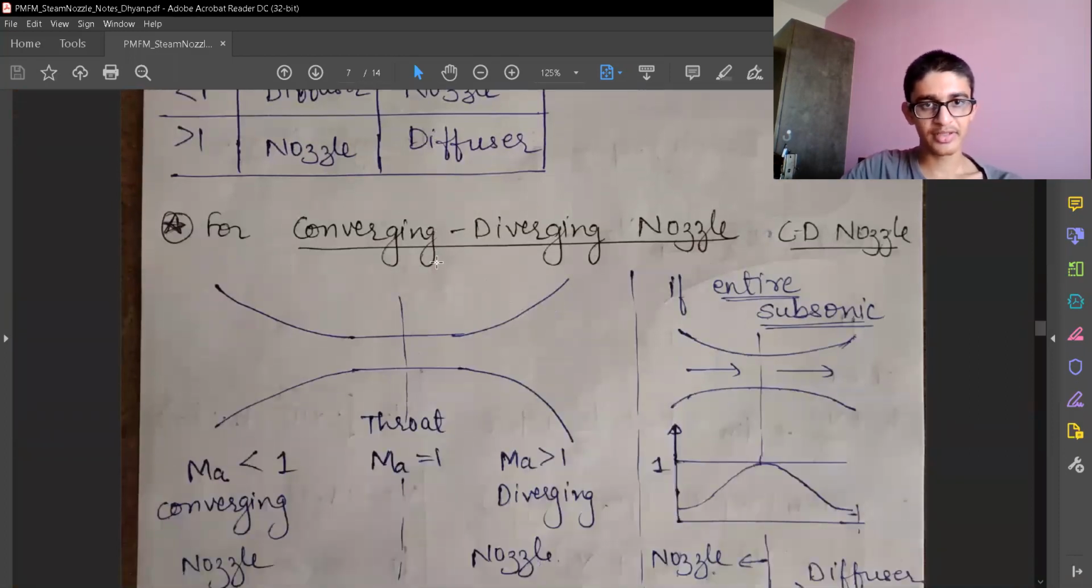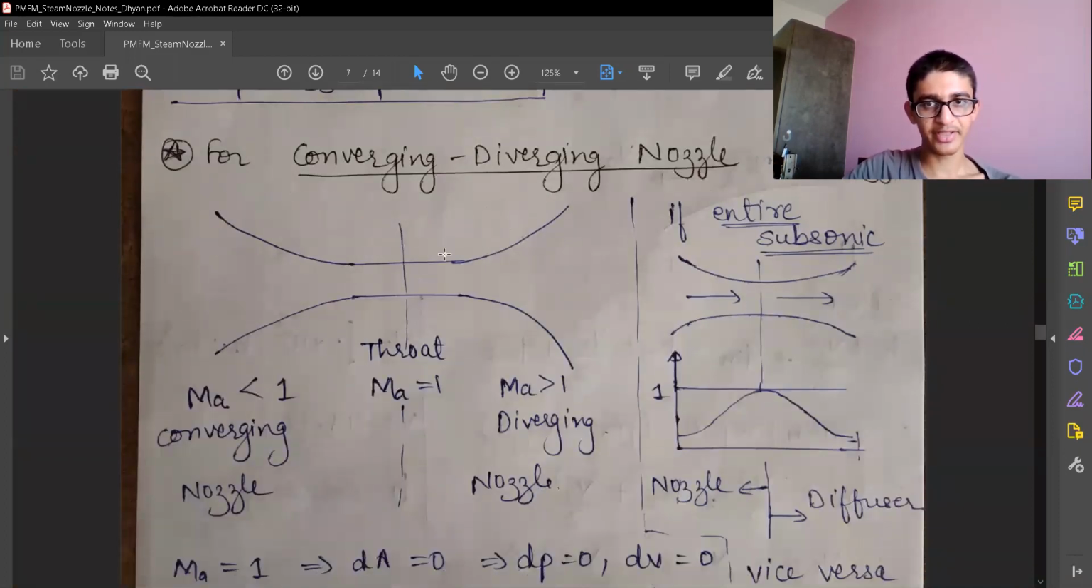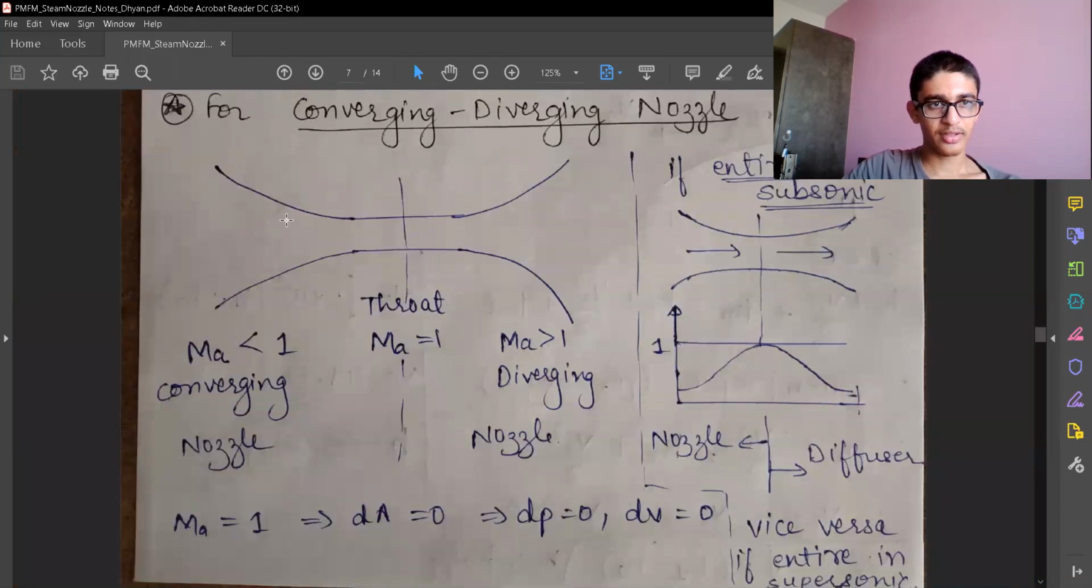Now let's come to the CD type of nozzle, that is a converging diverging cross section. We can show it like this, where at the entry the Mach number is less than 1 and we have a converging cross section, so it will act as a nozzle. At the throat the Mach number can be 1, and at the outlet the Mach number is greater than 1, and we have a diverging type of cross section, so again it will act as a nozzle. So we have satisfied the condition of it being a nozzle at both points.